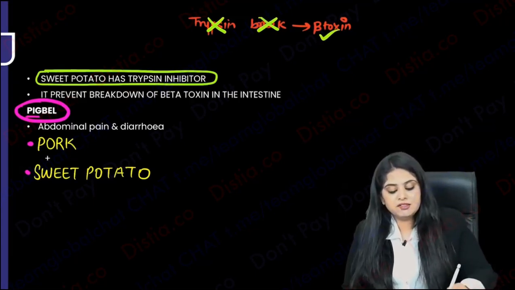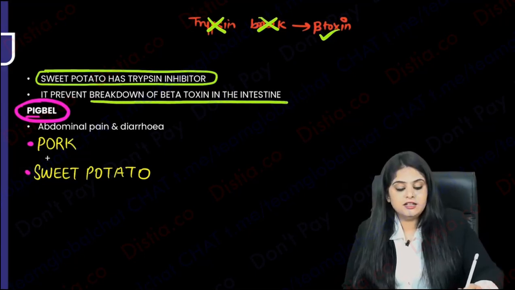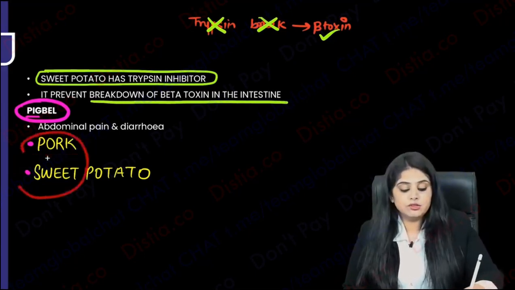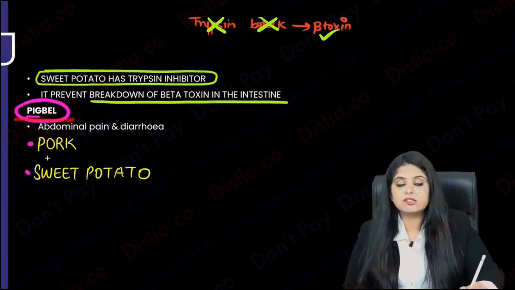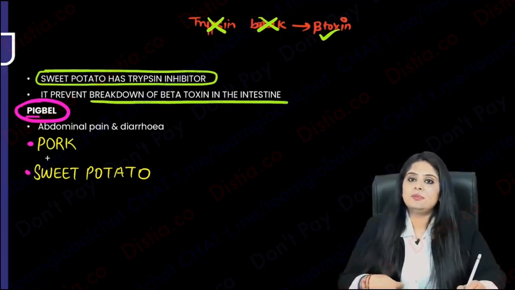So this prevents the breakdown of beta toxin in the intestine. Please note, if only pork would have been consumed, it wouldn't have caused much of a problem. Pork along with sweet potato ka combination which you call as pig bell. So pig, of course, pork and potato. That is pig bell, right?